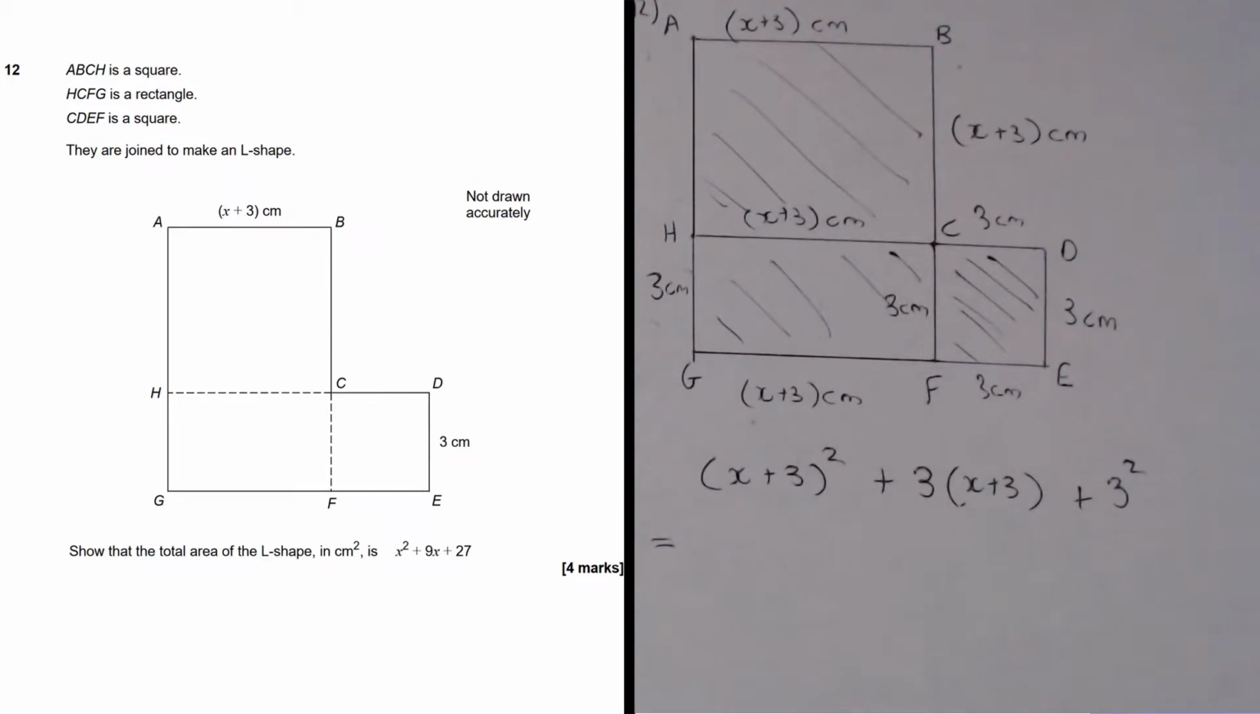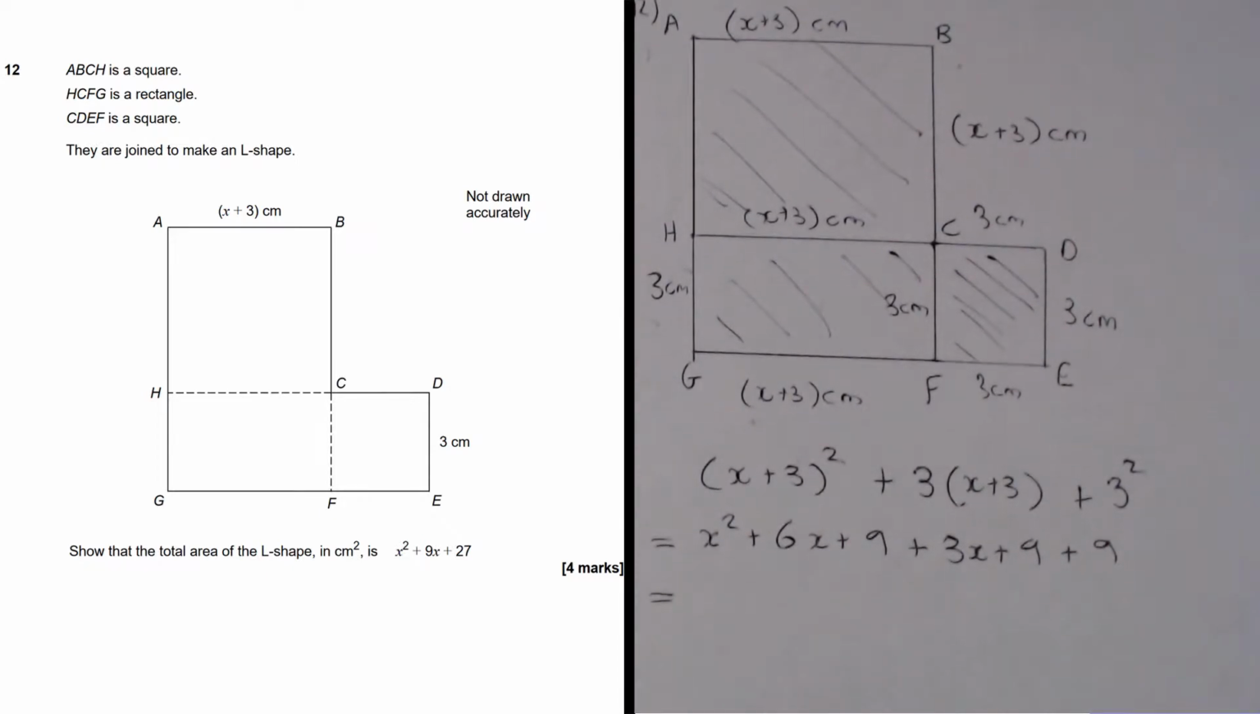Let's do some expanding brackets here. So x plus 3 all squared gives us x squared plus 6x plus 9. We need to add that to this, and if we expand that out we get 3x plus 9, and then we add that to 3 squared, which is of course 9.